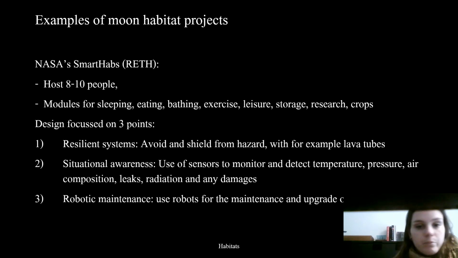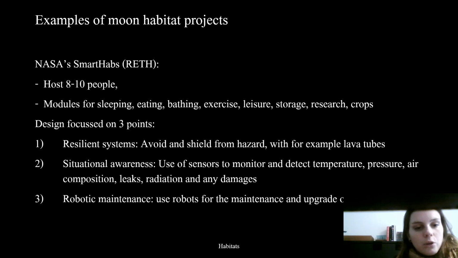So yeah, this is an example. You can have a look into the NASA Smart Hubs project. Very excited to see how it's going to look. But yeah, I think it's quite interesting to see that they have really this focus on the maintenance and safety aspect much more than thinking about an artistic design or how you can improve life.